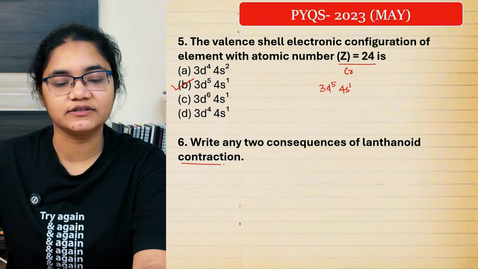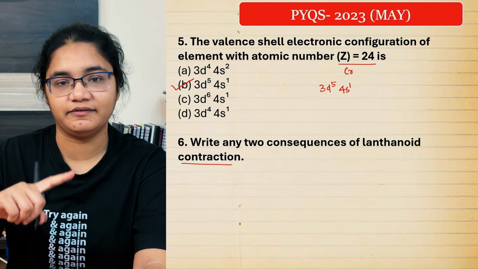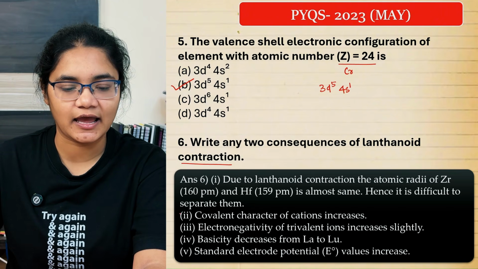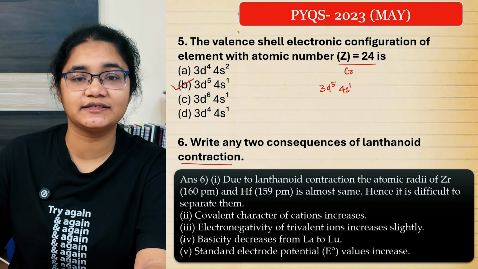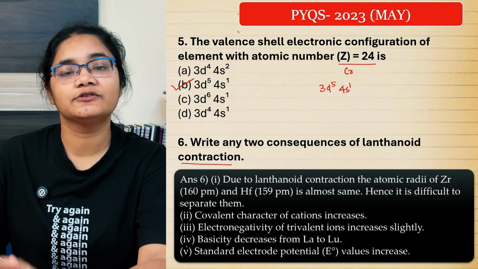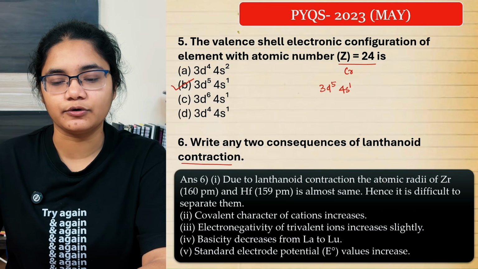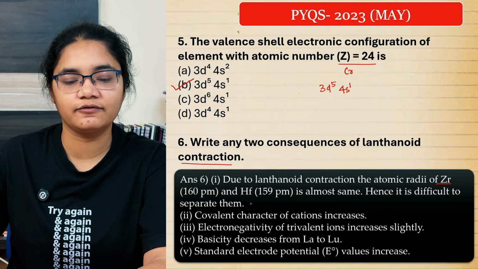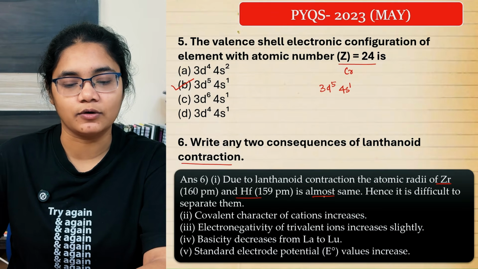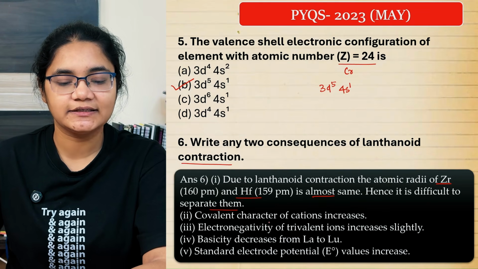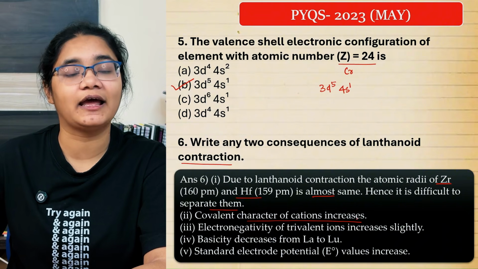Next, write 2 consequences of Lanthanoid contraction. In the previous question, I told you that in the upcoming slides we will discuss. So here I have given you almost 5 consequences. You can remember any 3 at least, so that if a 2 marker or 3 marker comes in any section, you can write them down. First of all, due to Lanthanoid contraction, the atomic radii of zirconium and hafnium are almost the same, and it is difficult to separate them. That's the first consequence. Second is the covalent character of the cation increases.